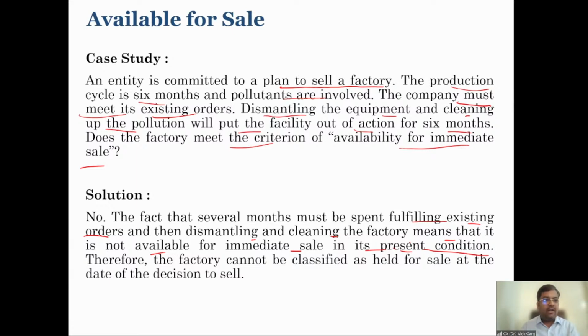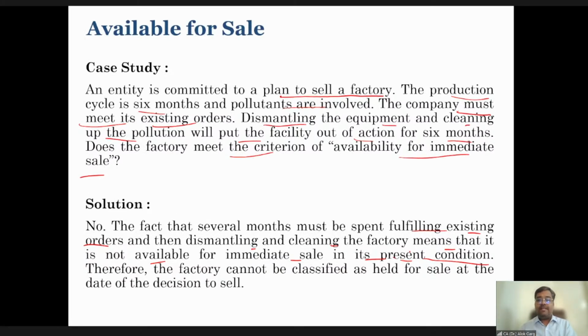In this case, it is not available for immediate sale in the present condition. Why? Because first, they have to meet the orders. It will take 6 months. Second, for selling a factory, they have to dismantle the equipment and clean up the pollution. It will take another 6 months. Right. So for the next 1 year, it is not available. I'm not talking about sale or not. I'm talking about available for sale. It is not available for sale. I hope it is clear. Okay, good.